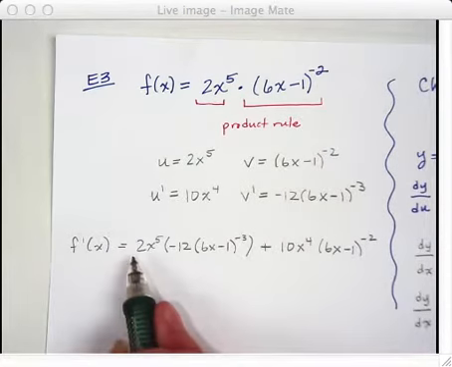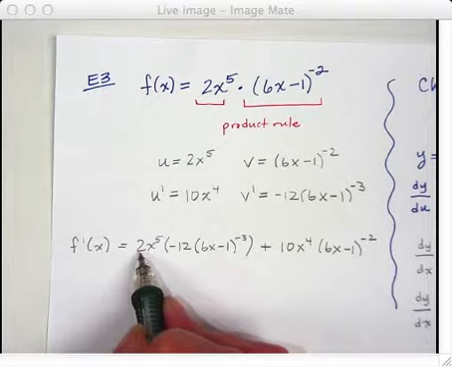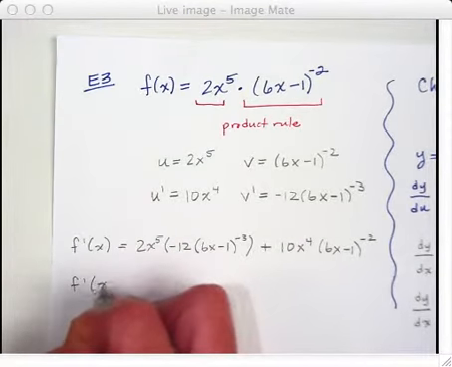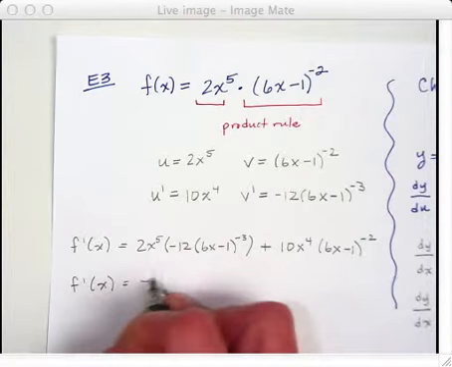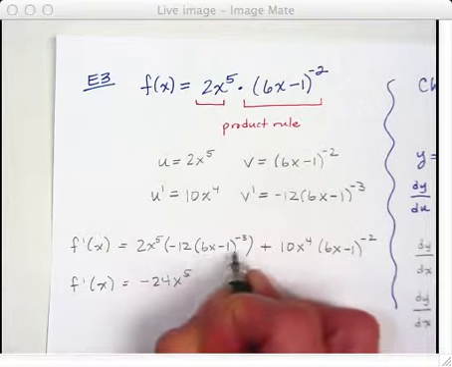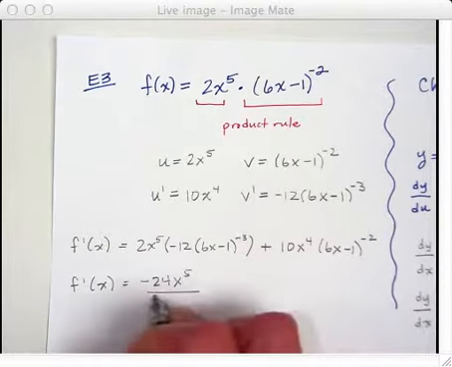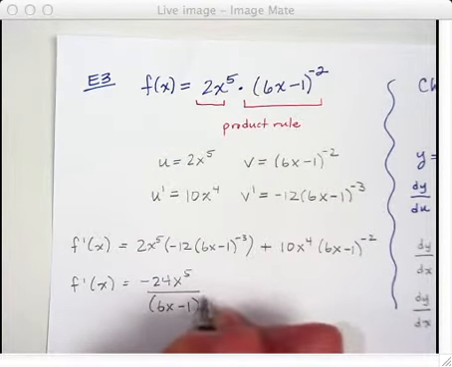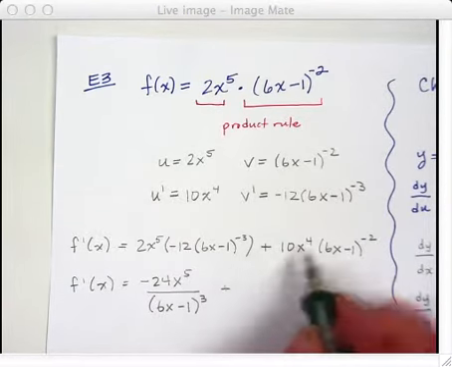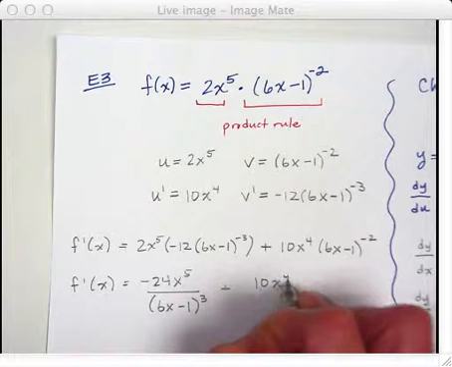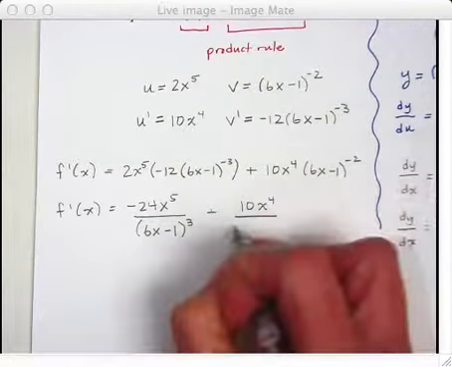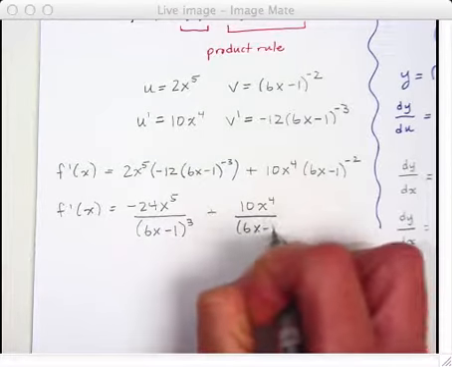And here we could simplify a little bit more. I can multiply the 2 and the negative 12 and get negative 24x to the fifth, and move this quantity to the denominator to make it have a positive exponent. And then plus 10x to the fourth in the numerator, and move this quantity that's raised to the negative 2 into the denominator. And there you go.